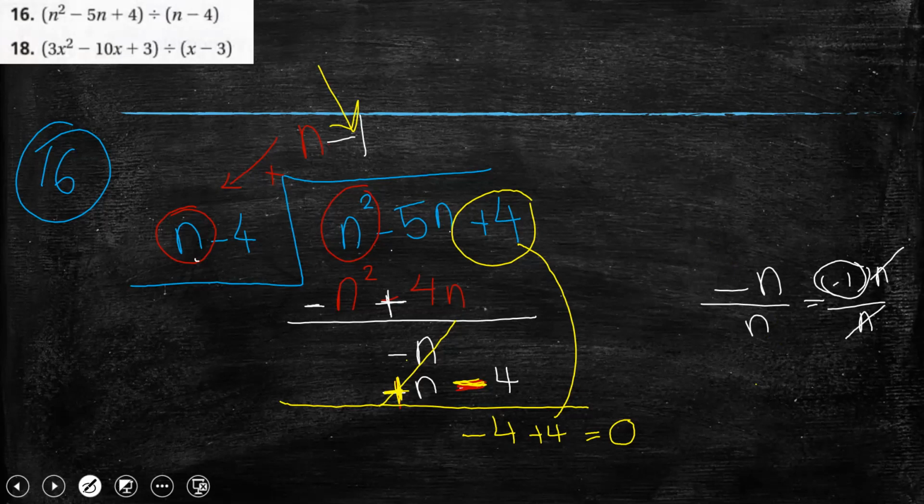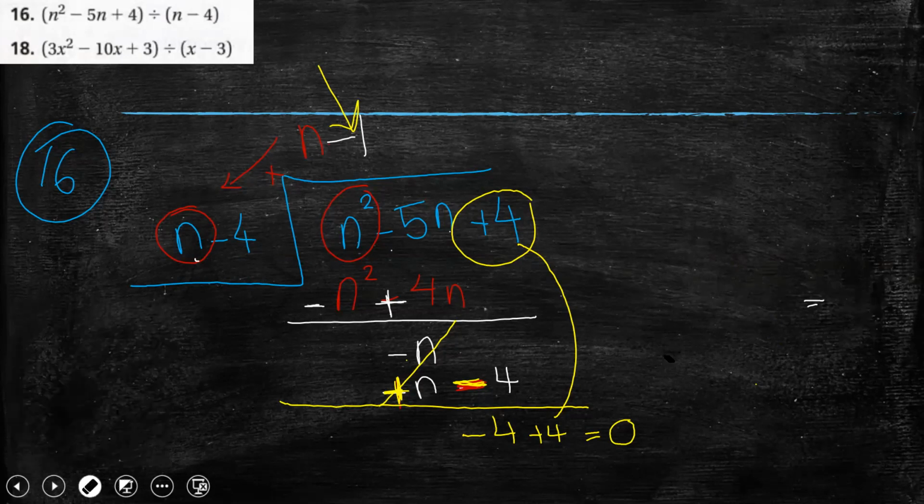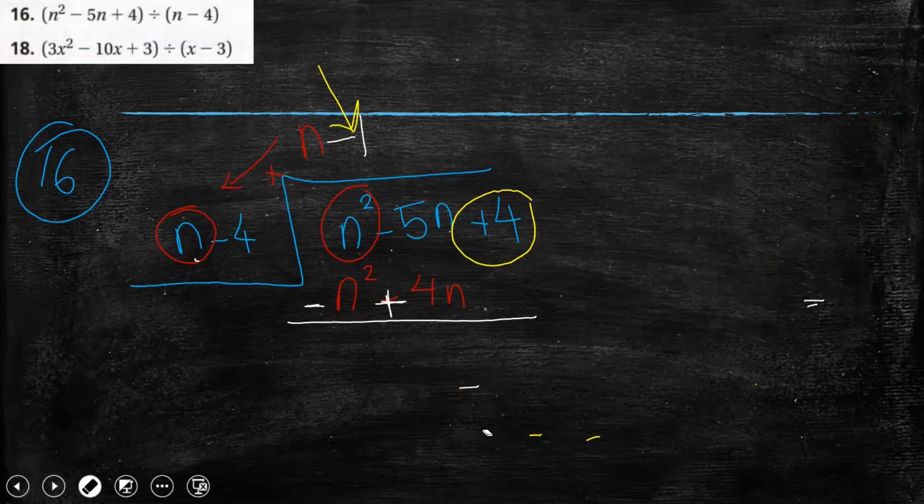Why divide again? Teacher, I understood until we made it to n to the power of 2 minus 4n. After that, I got confused. Okay, I'll repeat it now. Me too, Miss. I got so confused now.